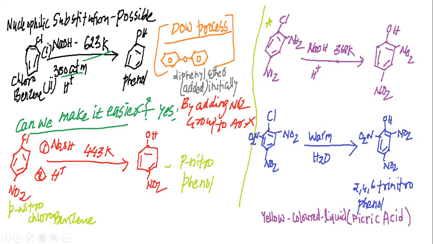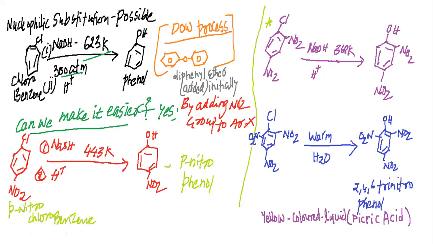Now suppose we put two nitro groups on it. So we can have ortho and para, or 2,4-dinitrochlorobenzene. When we have 2,4-dinitrochlorobenzene, my dear students, the reaction takes place only at 368 Kelvin temperature. And when we have 2,4,6-trinitrochlorobenzene, we don't even need NaOH. If we have only warm water, we get 2,4,6-trinitrophenol. This 2,4,6-trinitrophenol is also known as picric acid, which is a yellow colored liquid.